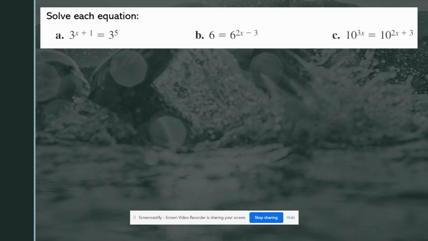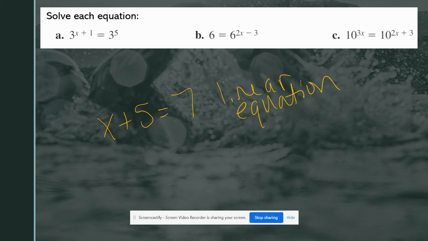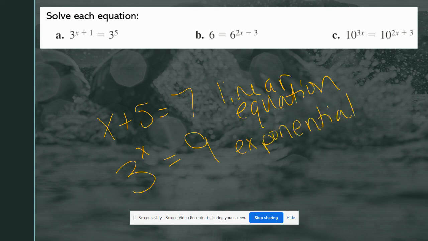This is not part of your notes, but you want to jot this part down. If we had x plus 5 is equal to 7, then this is called just a linear equation. If I have 3 to the x power is equal to 9, this is an exponential equation. And it's exponential because our variable is up where an exponent would be.